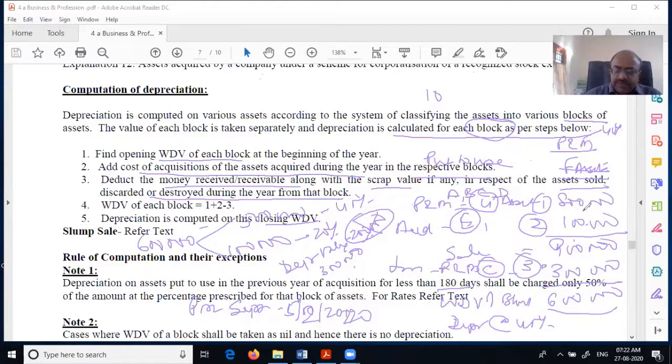8 lakhs is the opening WDV. 1 lakh is the addition. 9 lakh after that. Now you have sold 3 lakhs. Right. Balance is 6 lakhs. So what is the difference from what we did earlier? In normal accounts, you reduce only the cost or WDV of the asset sold. Here it is not that. You reduce the entire sale value, that is 3 lakh. Therefore you get 6 lakh as the balance.